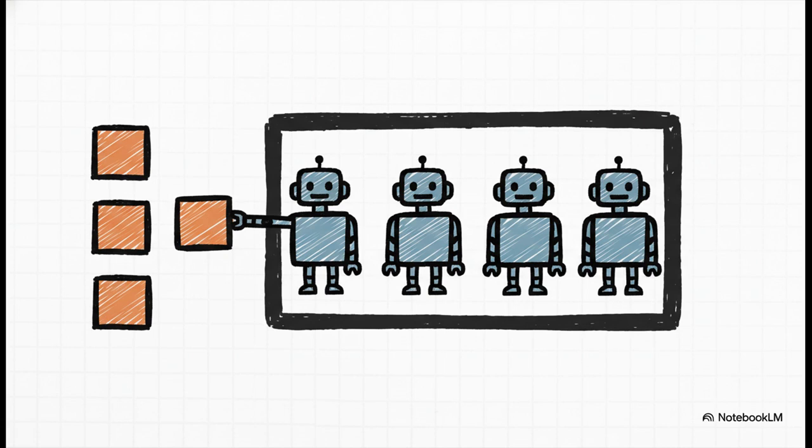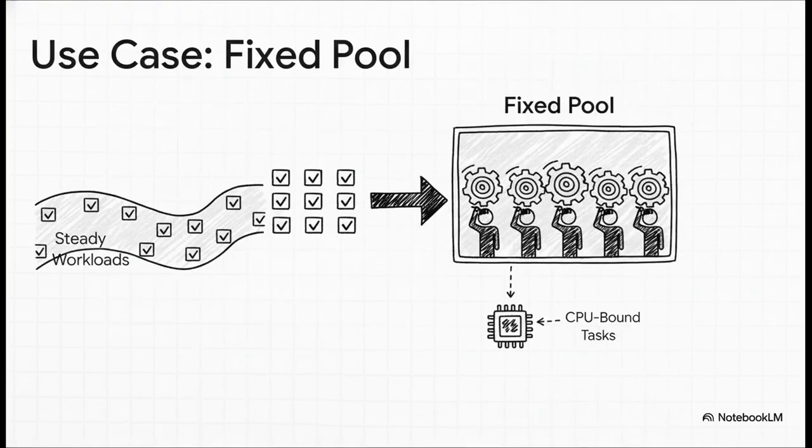First up, we've got the workhorse of the bunch, the fixed thread pool. It does exactly what it says on the tin. You tell it you want, say, 10 threads, and that's what you get. No more, no less. What's great about this one is that it's super predictable. If all your threads are busy working, any new tasks that come in just line up in a queue and wait their turn. This makes it absolutely perfect for things that have a pretty steady workload, like a typical web server.